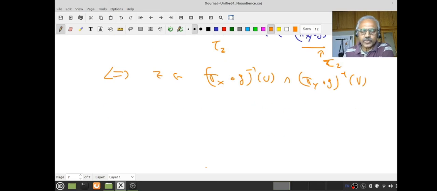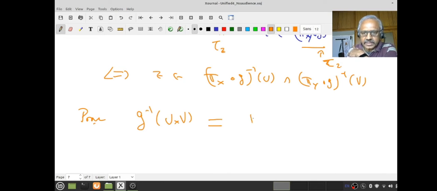right? Therefore what do you think I have proved? I have proved that g inverse of u cross v is nothing other than pi x composite g inverse of u intersection pi y composite g inverse of v.